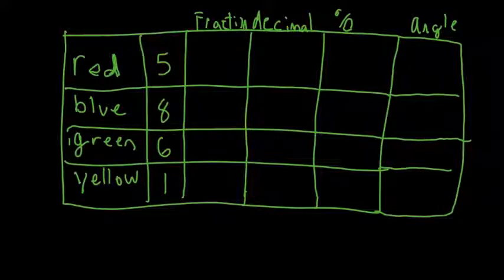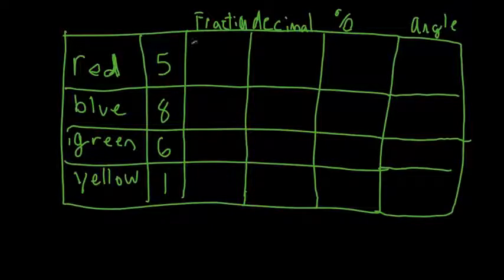Alright, so if we want to make a circle graph, I have a survey here of favorite colors. So red was 5, blue 8, green 6, yellow 1. So first we need to make fractions out of each of these. So first we need a total. So 5 plus 8 is 13, plus 6 is 19, plus 1 is 20.